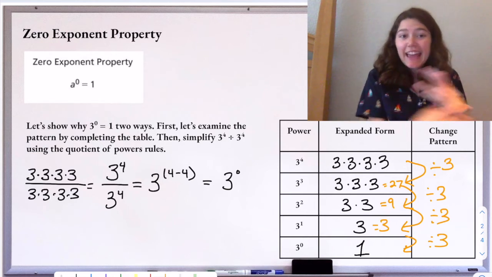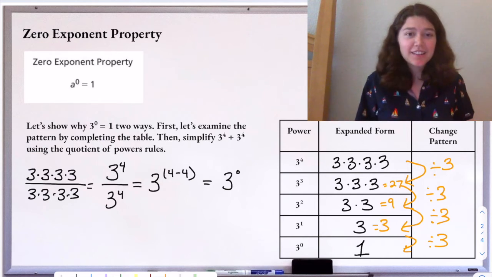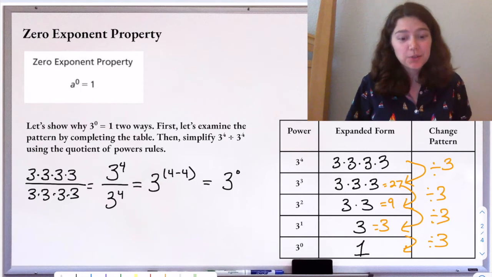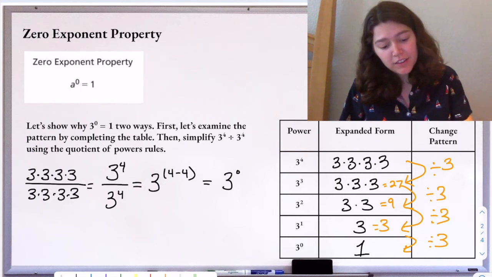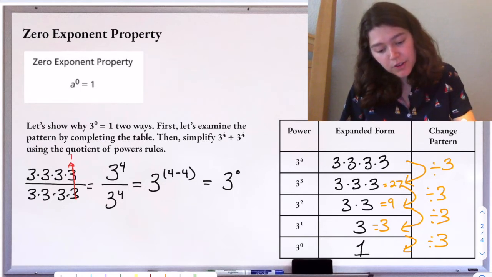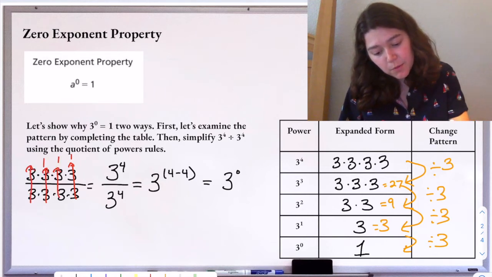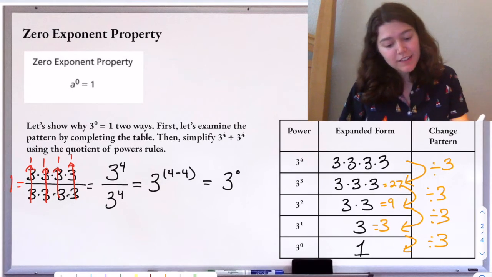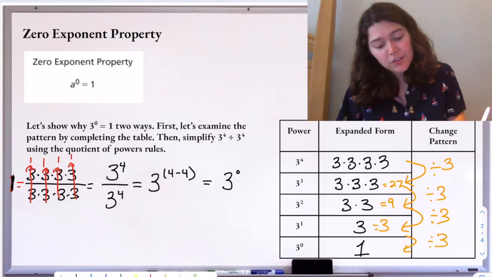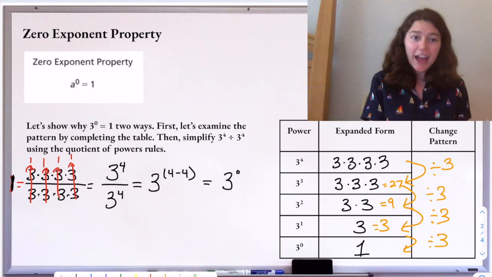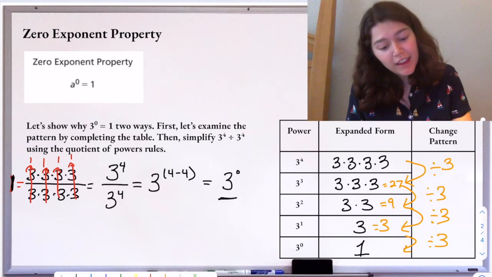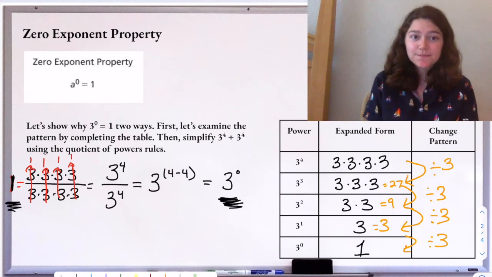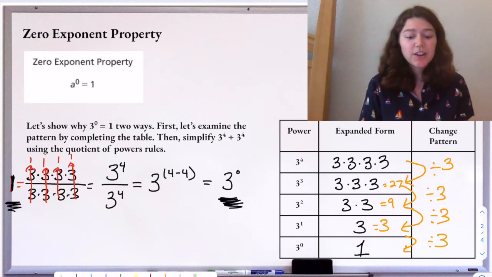We know that anything divided by itself is equal to 1. Right? These 3s cancel away to 1. These 3s divide away to 1. These 3s divide away to 1. These 3s divide away to 1. And we get that 3 to the 4th divided by 3 to the 4th has to be equal to 1. And 3 to the 4th divided by 3 to the 4th is equal to 3 to the power of 0. So 3 to the power of 0 has to be 1.